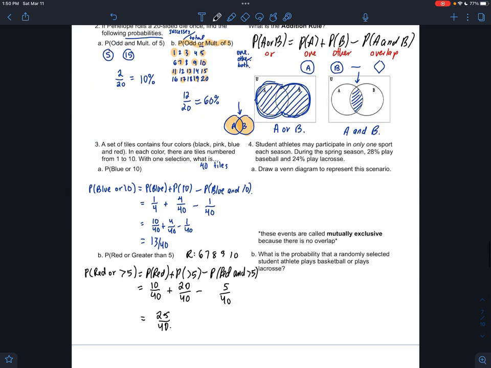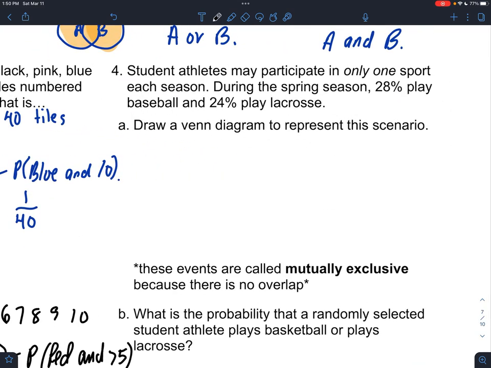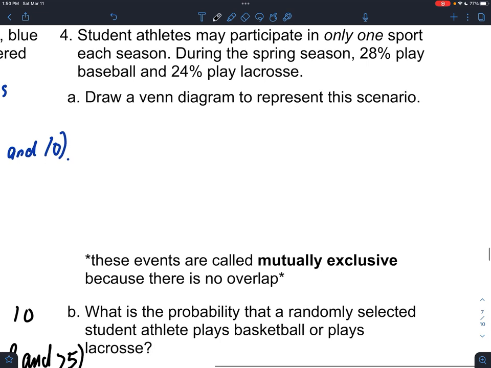Okay. I'm going to go ahead and pause the video here and go ahead and watch the next one, but I don't want this one to be too long. So actually, let's go ahead and just do a little bit more. Let's do the Venn diagrams.